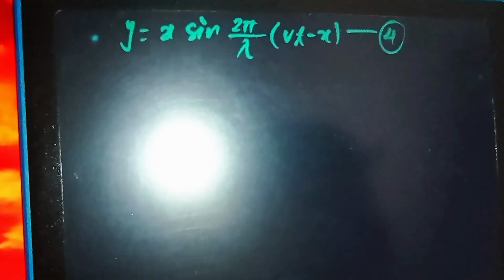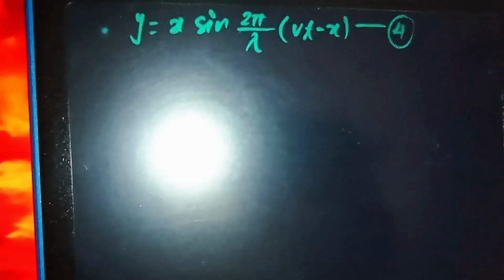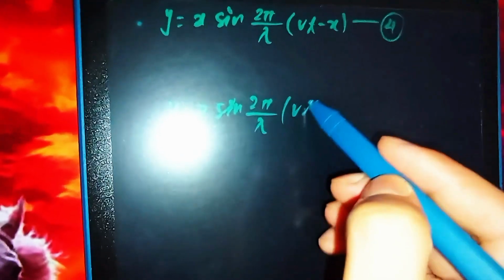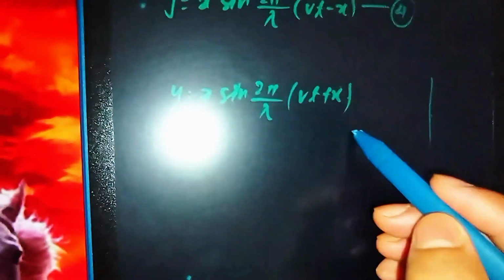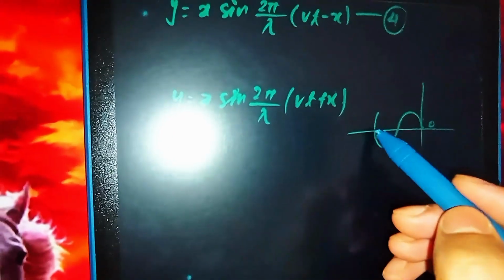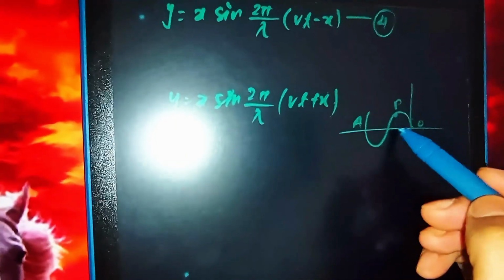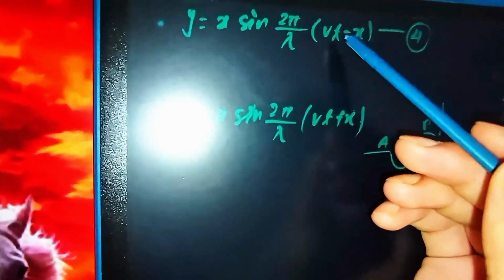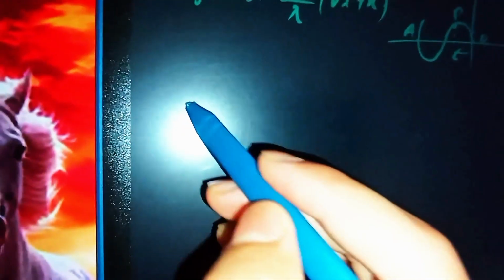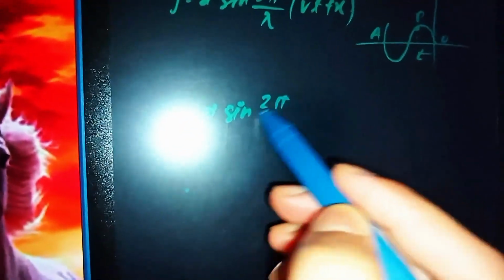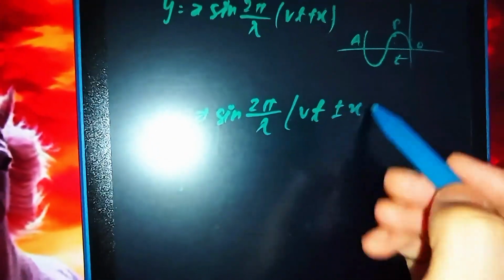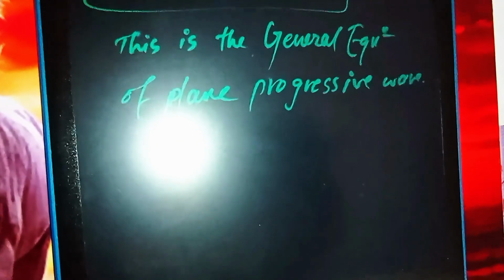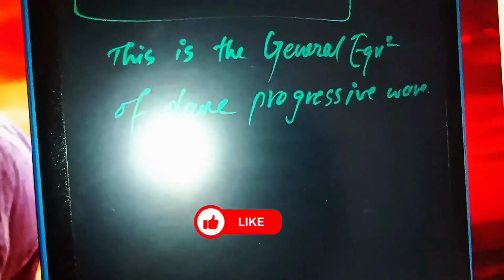If the waves are traveling in the negative x direction, then the equation of the wave is y is equal to a sin 2 pi by lambda, v t plus x. If the waves are traveling in the negative direction, like in the graph, with O here, A here, and particle P here, traveling along the negative axis, then we write plus, and if it is in the positive axis, we write minus. So in conclusion, we can write y is equal to a sin 2 pi by lambda, v t plus or minus x. And this is the general equation of plane progressive wave. Okay. Thank you. This was for today.